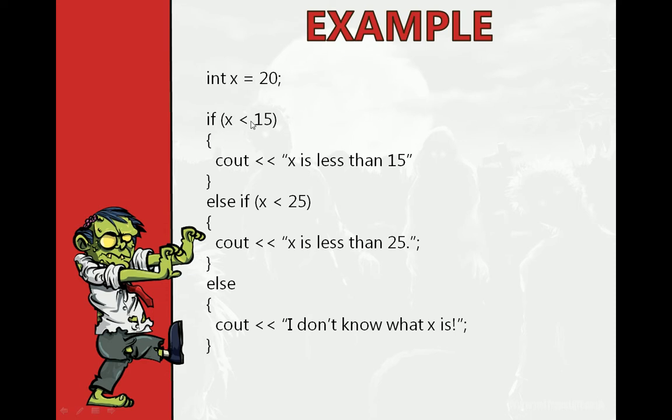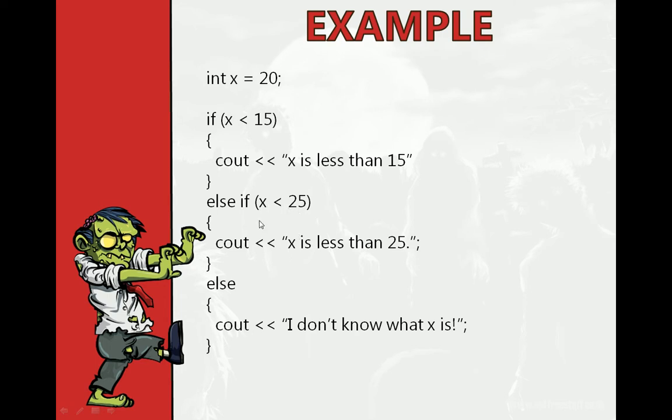If x is less than 15, well, x is not less than 15. X is equal to 20 in this new example, so it's not even going to look at that. Else if x is less than 25, well, x is currently less than 25, so it's going to execute this block of code here. Then it's going to break out of it, and skip the else statement entirely, because there's no reason to evaluate that since it found a true statement here.